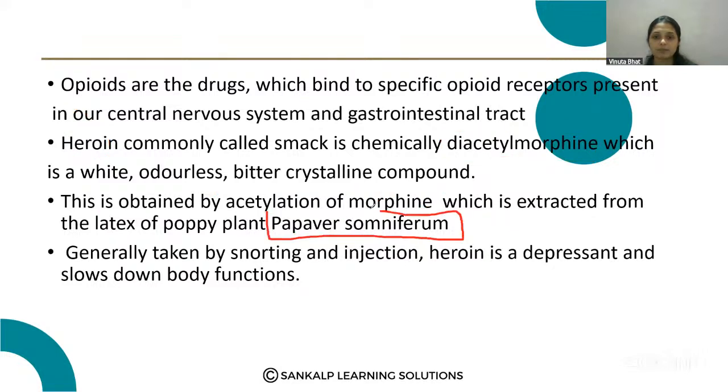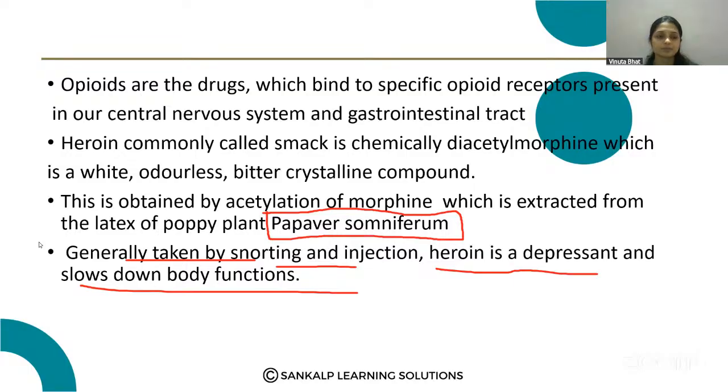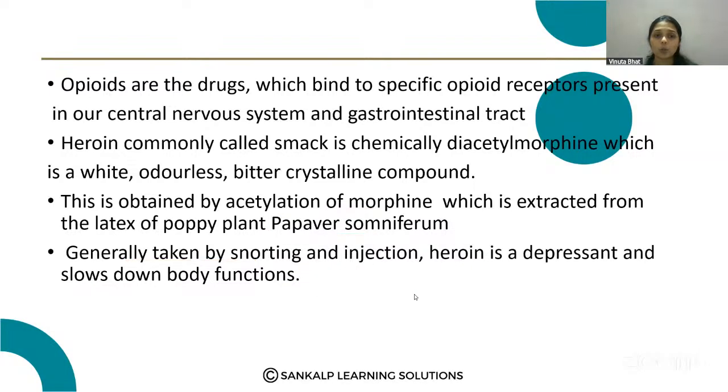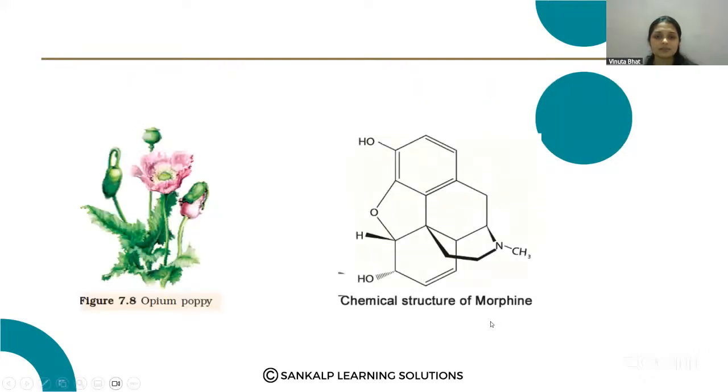This is the Papaver somniferum. Heroin is generally taken by snorting or injection. Heroin is a depressant that slows down the body functions. That is about the opioids. And this is the chemical structure of morphine.